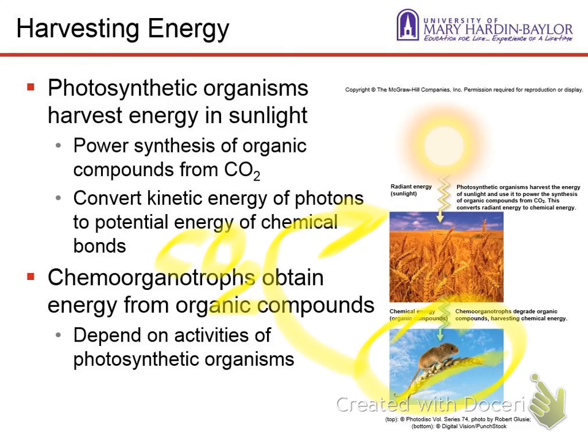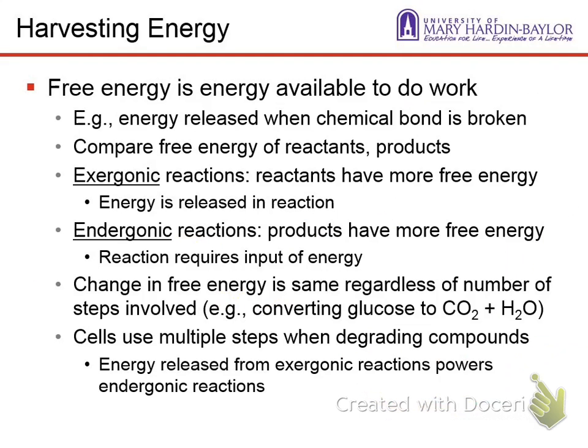Because we're just like this cute little mouse, we're chemoorganoheterotrophs. We're breaking down carbon-containing molecules and releasing CO2 into the environment. That CO2 is then used by these autotrophs, again, to carry out more photosynthesis. So life as we know it depends on those processes to occur.